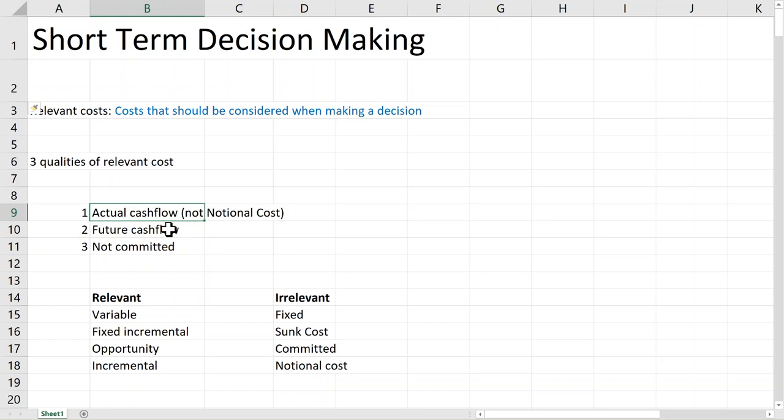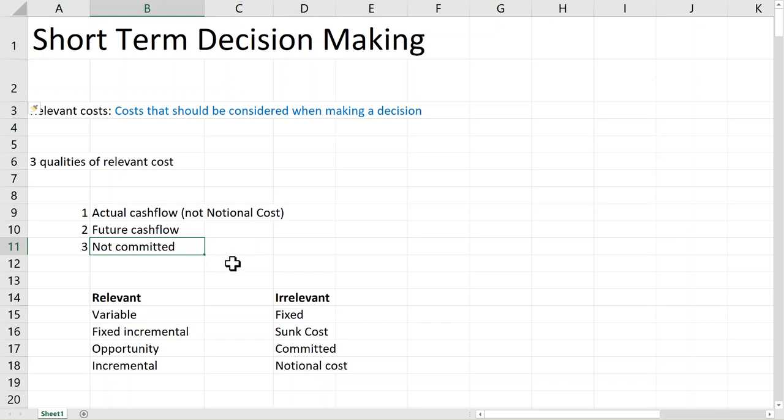Another quality of relevant cost is they should be future cash flows. They should not be something that we have incurred in the past. They should be something that we will incur in the future. And third quality is they are not committed costs. Some costs, even though they will be incurred in the future, but we have already made a commitment for it, so they will not be relevant costs.